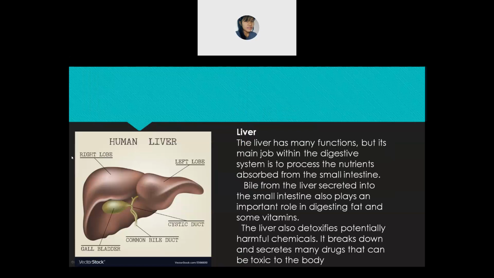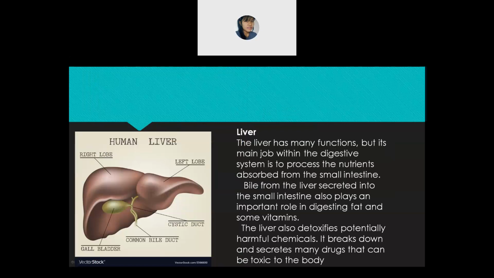The human liver is divided into two lobes, meaning two parts. What are those? This is the right lobe, and this is the left lobe. So what is the main function of the liver? The main function of the liver is to absorb all the nutrients from the small intestine.